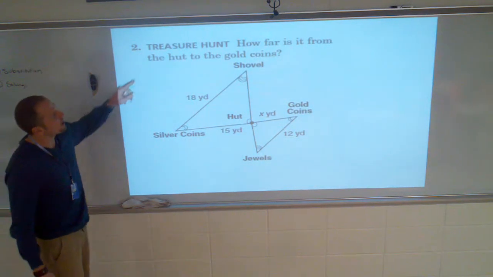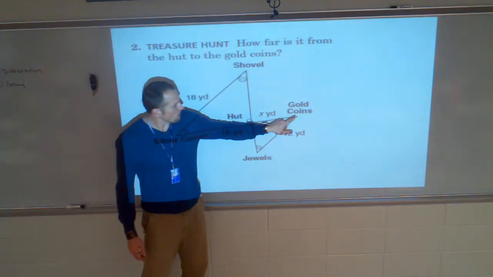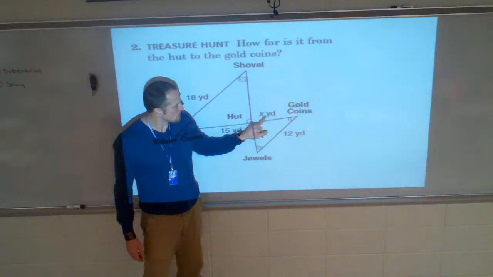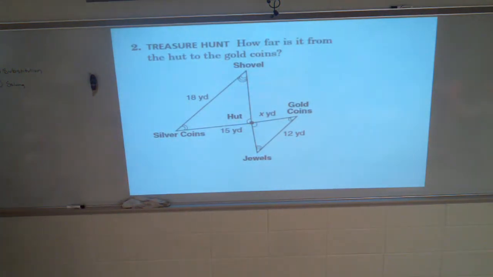How far is it from the hut to the gold coins? All right? So there is a hut right here. How far is it to the gold coins? Solve for x. Again, set up a proportion. There are only 4 things up there. 18, 15, x, and 12. As long as you keep stuff together for a reason, it's going to come out right.